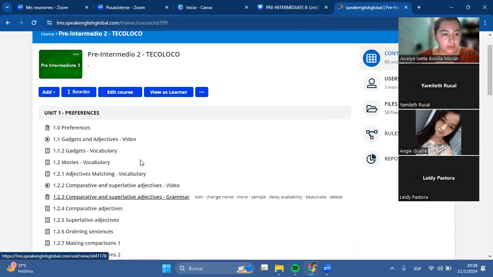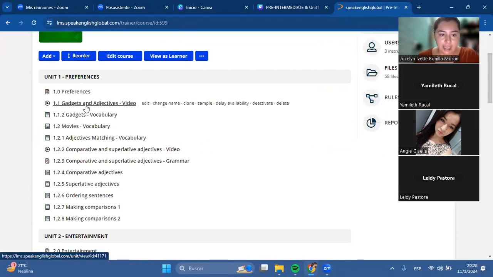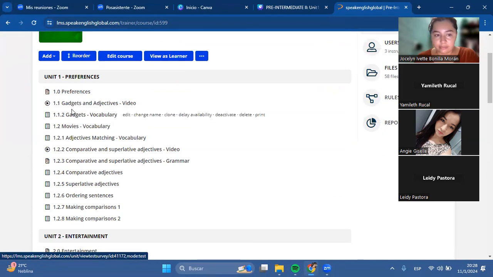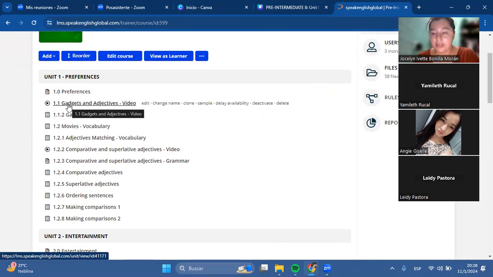Okay, so we covered gadgets and adjectives to describe gadgets. Do you remember what a gadget is? Give me an example. Computer, what else? Cell phone, yes. The USB flash too. And the smartwatch, it's a gadget. Okay, we covered that.